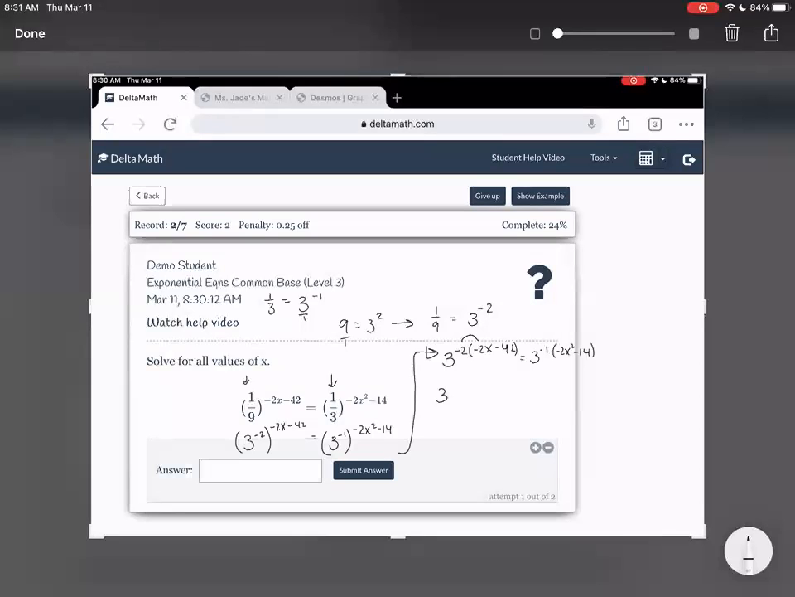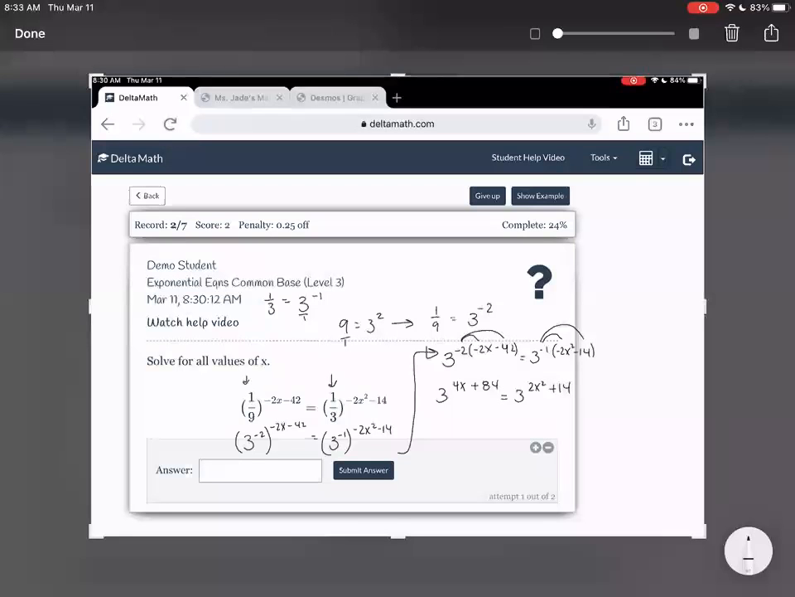So -2 times -2x is positive 4x. -2 times -42 is positive 84, so plus 84. And then on this side, -1 times -2x squared is 2x squared, positive. And then -1 times -14 is now plus 14. I'm going to pause here to see if you guys have any questions.